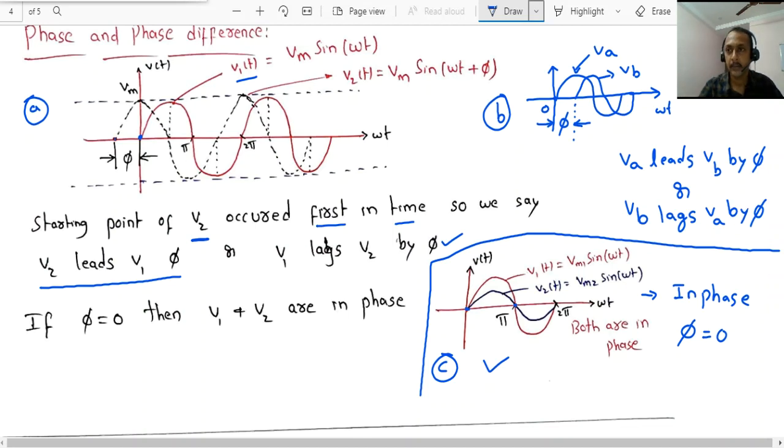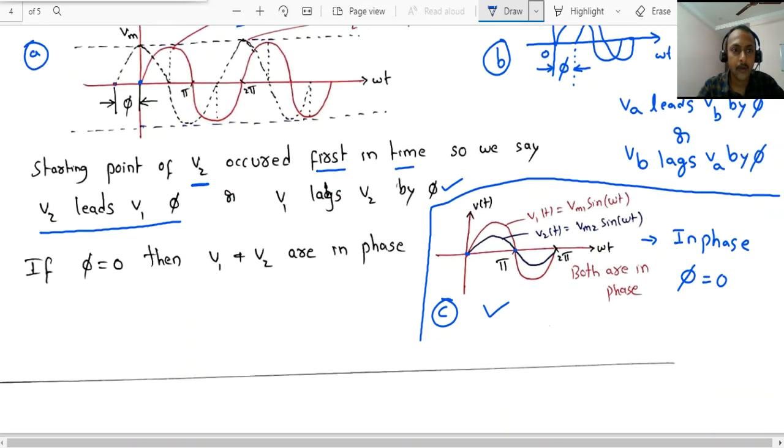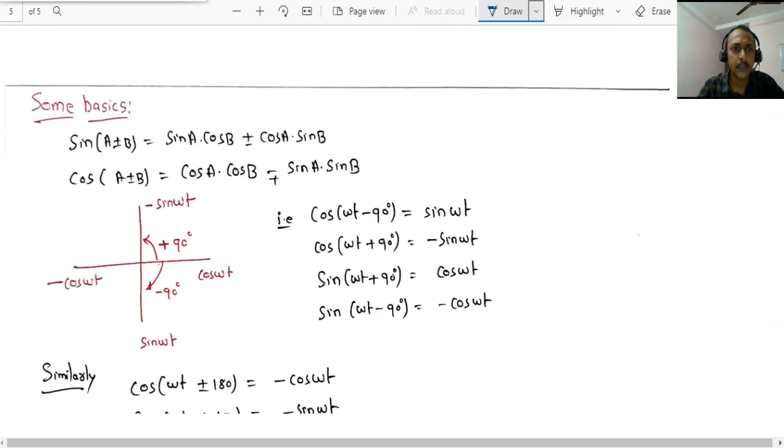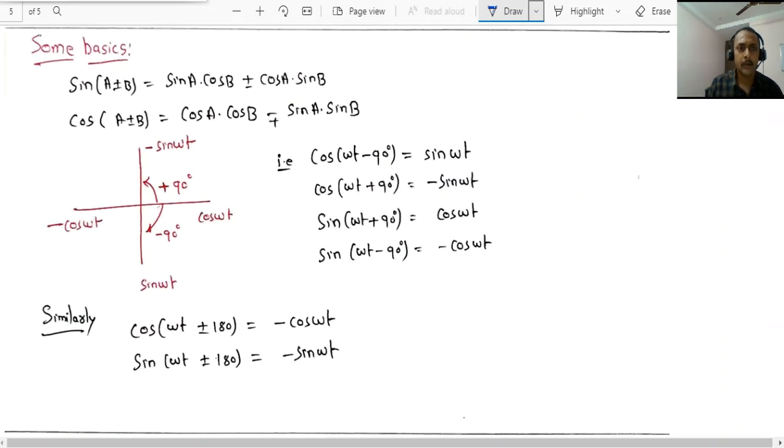Graphical representation. Clear? Now, some mathematical basics are important, dear students. Sine of a plus b. Of course, you know these basics. We have come across them in trigonometry, but I will recollect them while doing the problems. Sine of a plus or minus b equals sin a cos b plus or minus cos a sin b. Cos of a plus or minus b equals cos a cos b minus or plus sin a sin b.